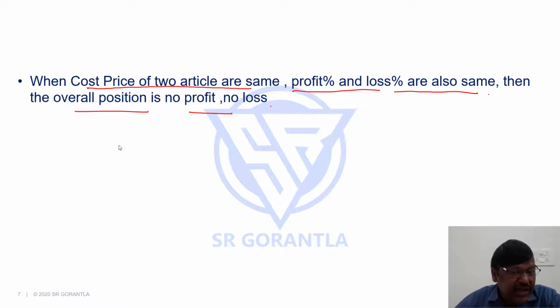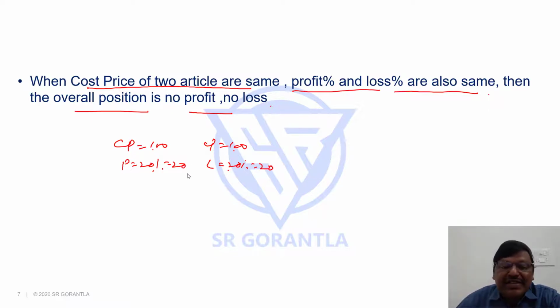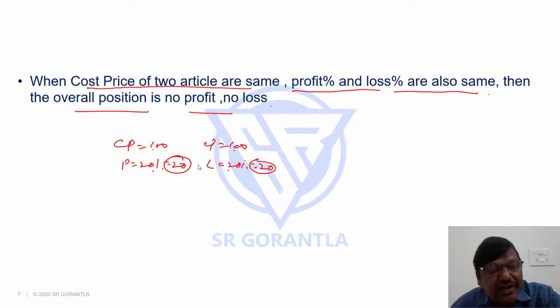So if you want, you can take an example and confirm it. Let us say cost price of two articles is 100, profit is 20%, loss is say 20%. 20% of 100, 20 rupees is the profit; 20% of 100, 20 rupees is the loss. The profit amount equals the loss amount there. So hence no profit, no loss, right? This is the second point.